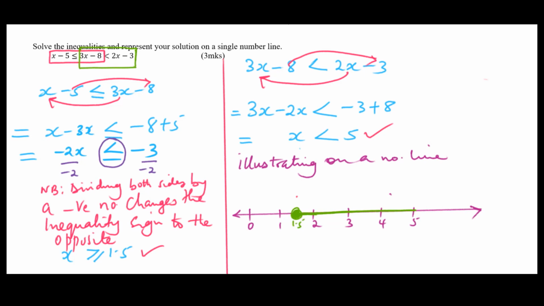Then we have x is less than 5. We are not going to shade to enclose this circle since 5 is not included. All the numbers that are less than 5, those are the numbers to the left.